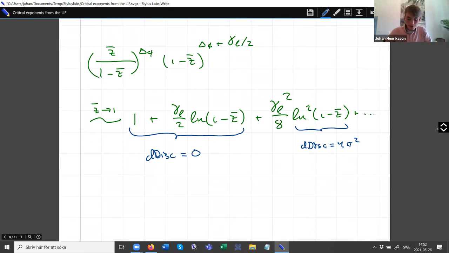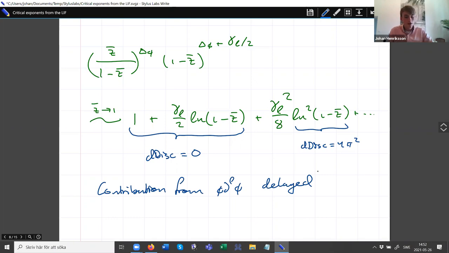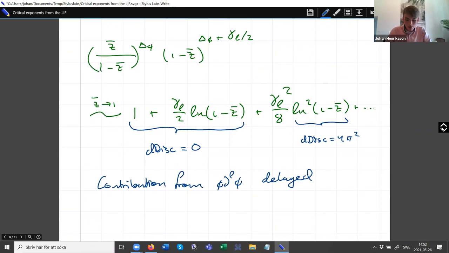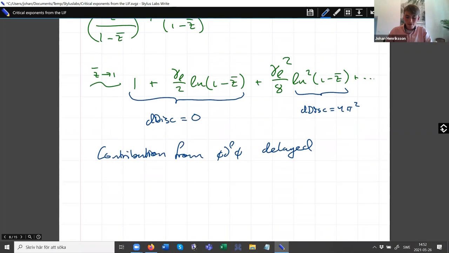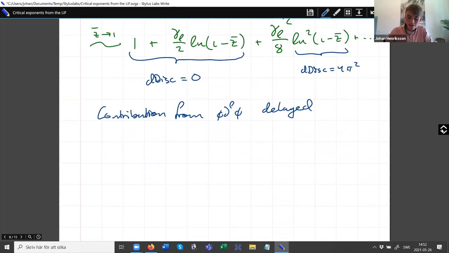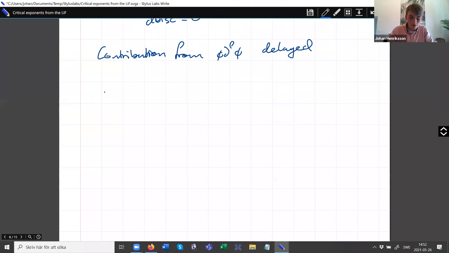So this means for us that the contribution from phi dl phi is delayed. And by delayed, I mean if you work in perturbation theory, you don't need to consider them at leading order. It's only at an order proportional to their anomalous dimension squared that you start to worry about it. So finally, we're ready to formulate the strategy for the phi to the 4 theory.